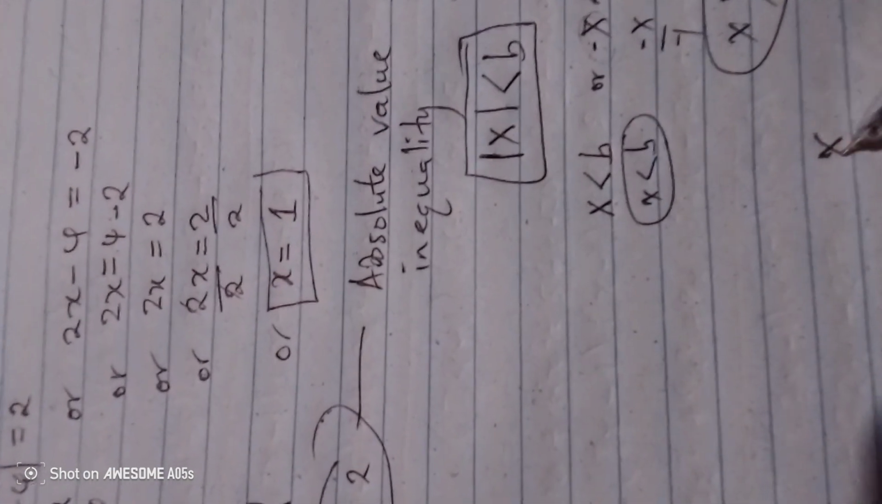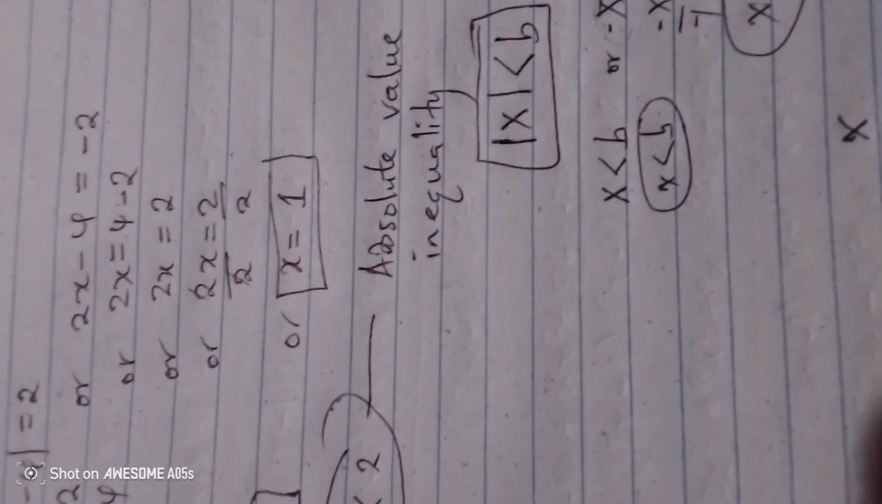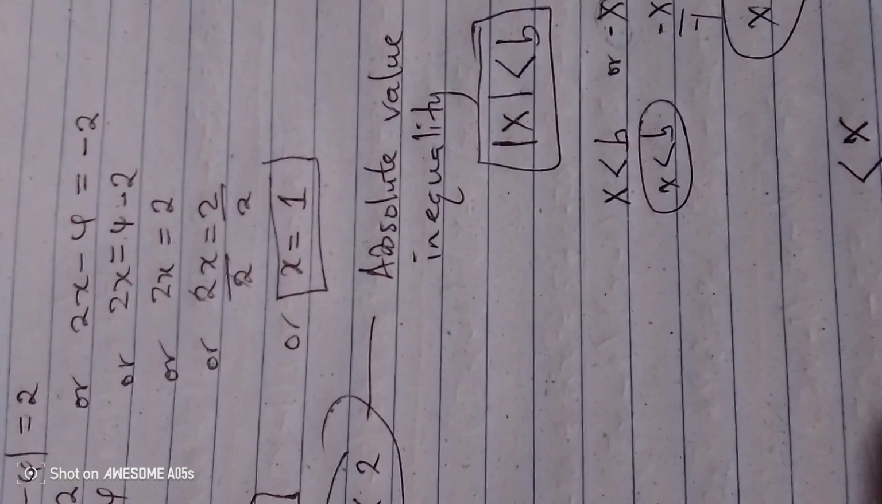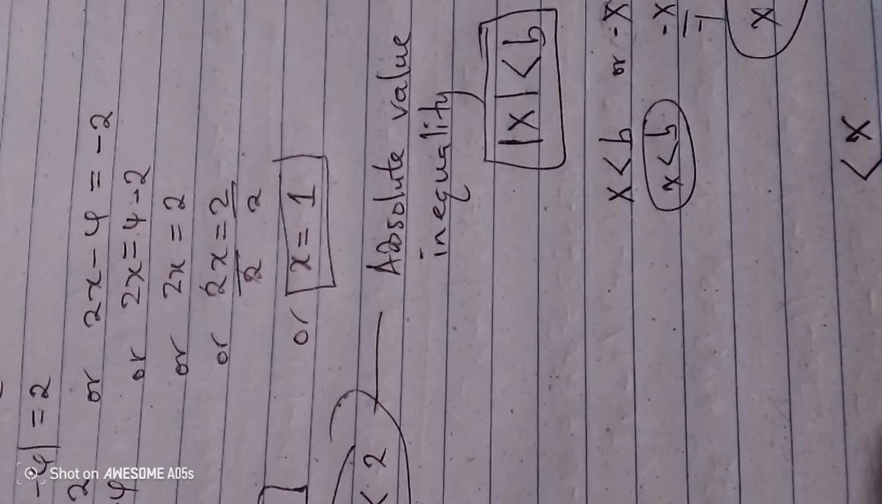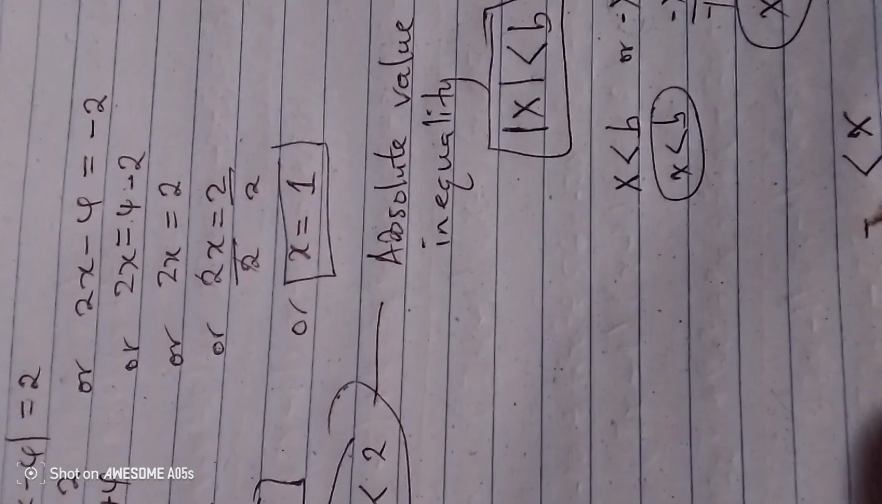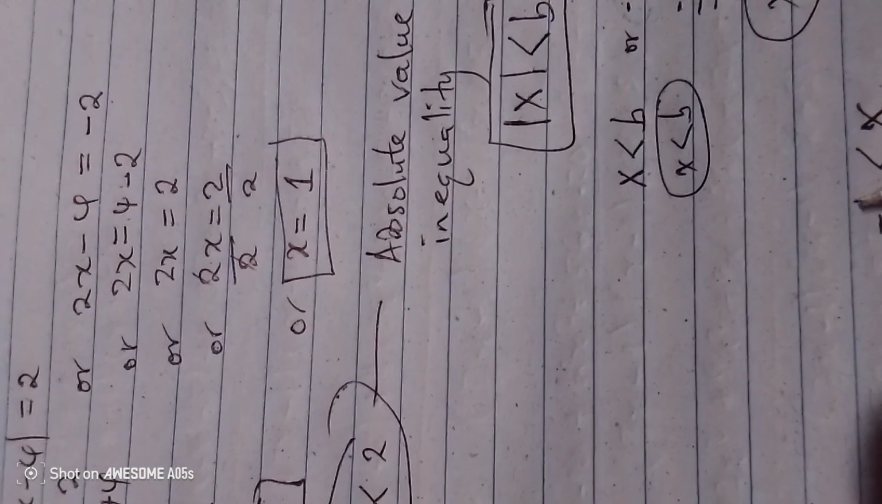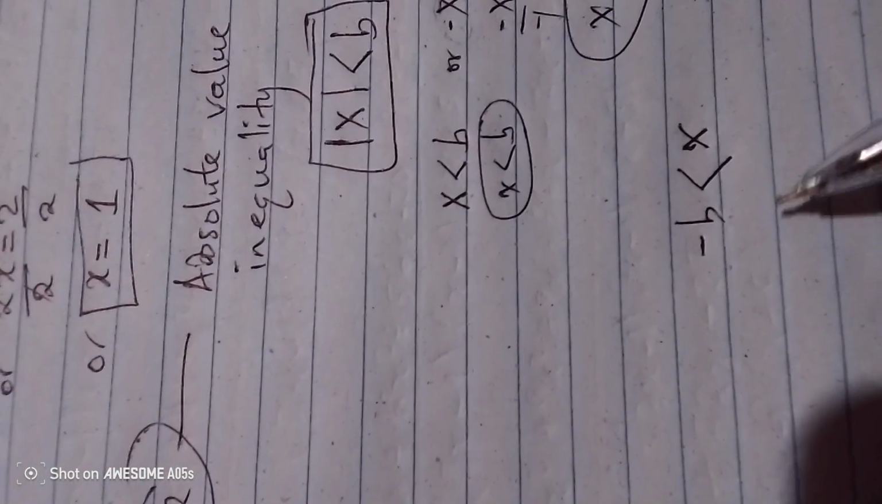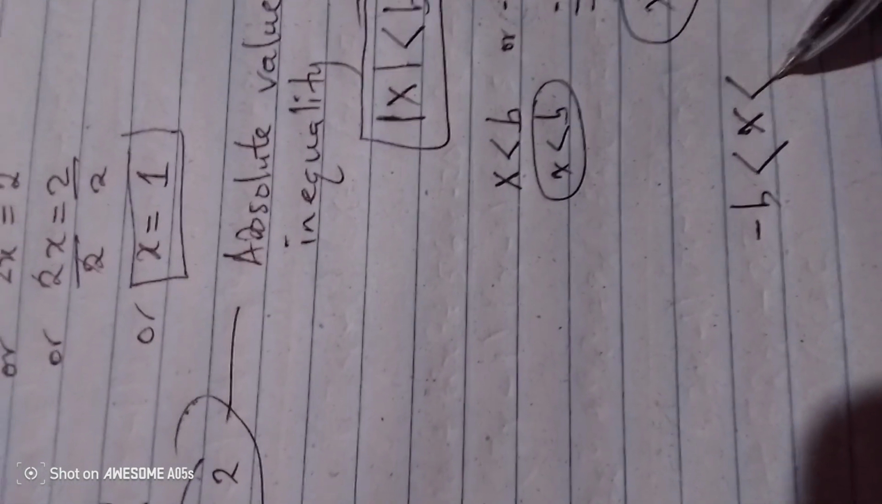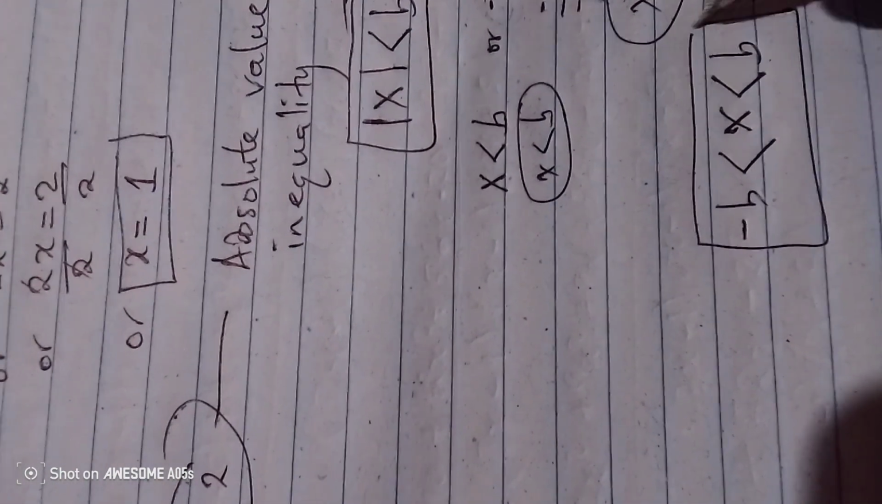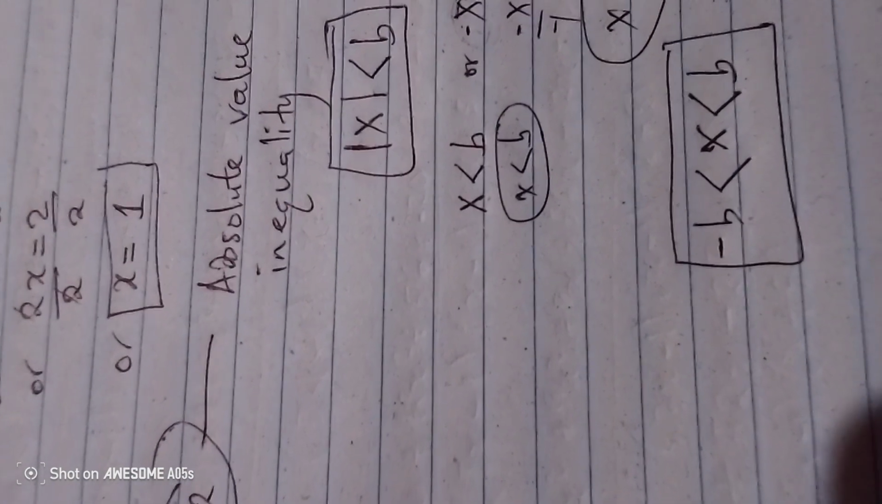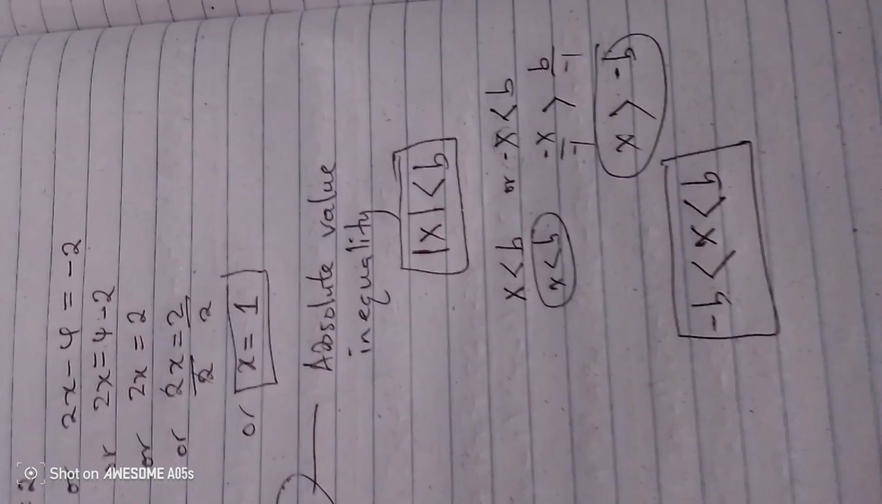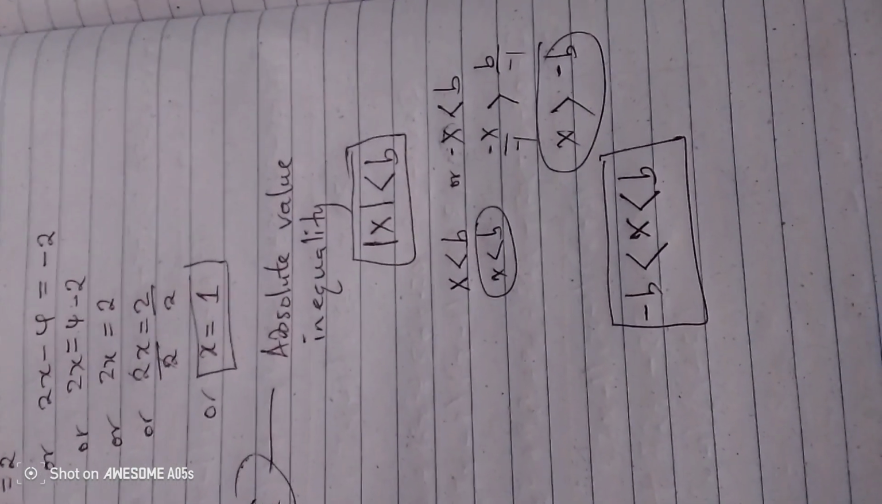So this is our x. We are saying it is greater than, you have seen this symbol, it is greater than b. So meaning b is less than our x. So, negative b is less than our x. Then this is a situation. We have seen the situation, right? So this is the situation.